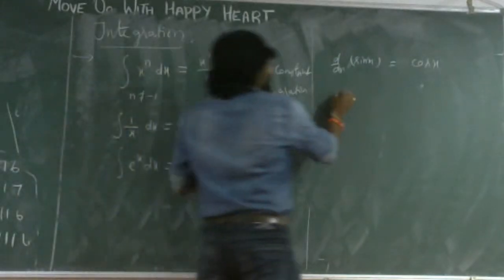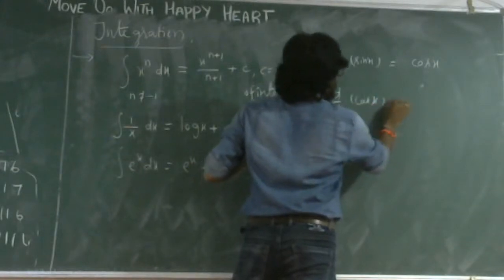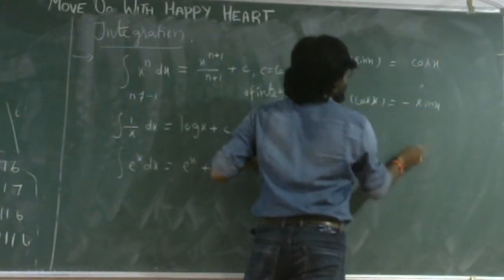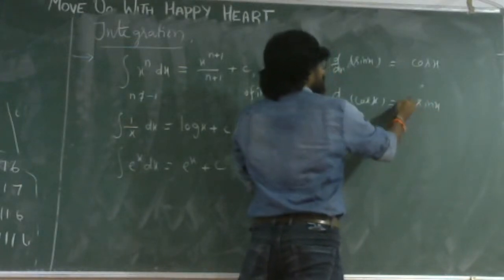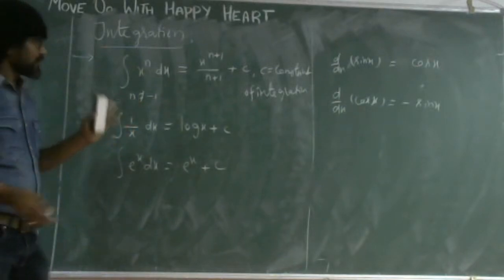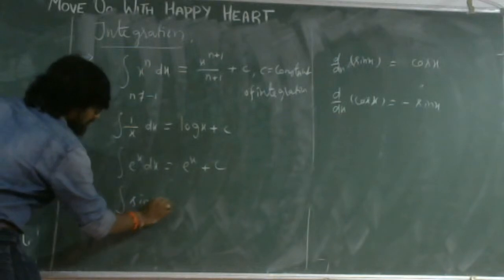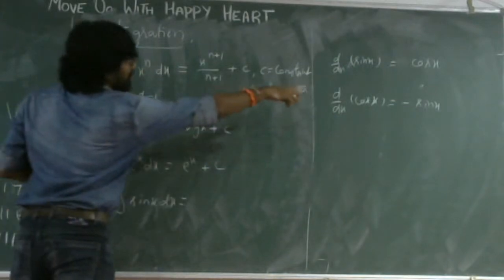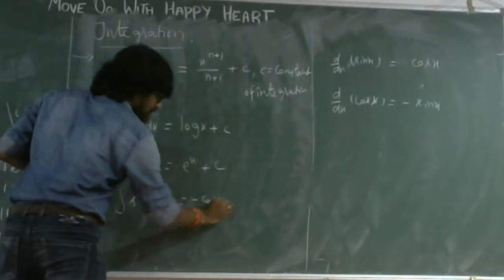Similarly, d by dx of cos x is what? Minus sin x. So here, if you integrate sin x with respect to x, the negative sign will come to this side and it becomes minus cos x. So you have to remember it as: the integral of sin x dx is equal to minus cos x plus c.